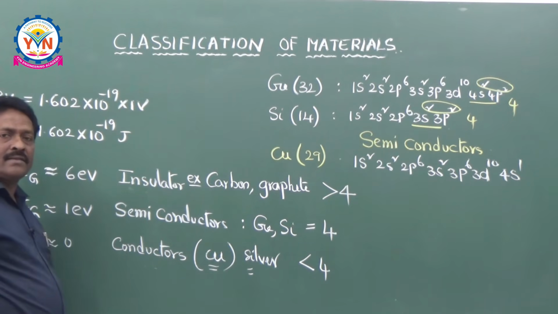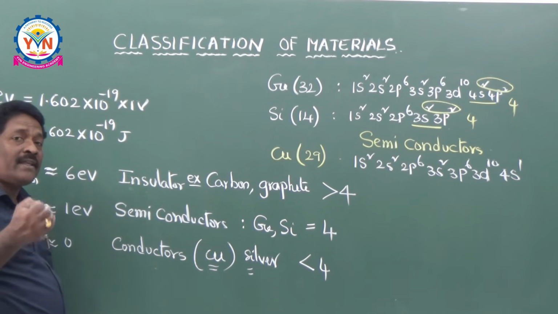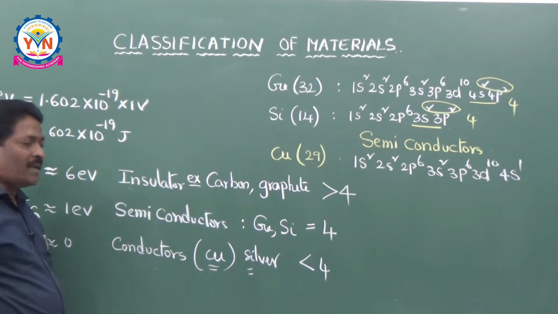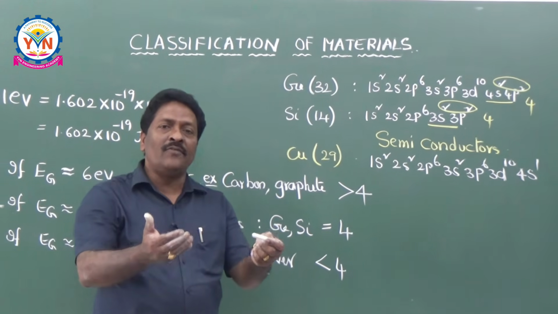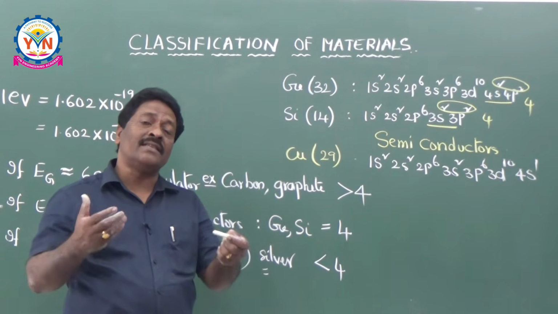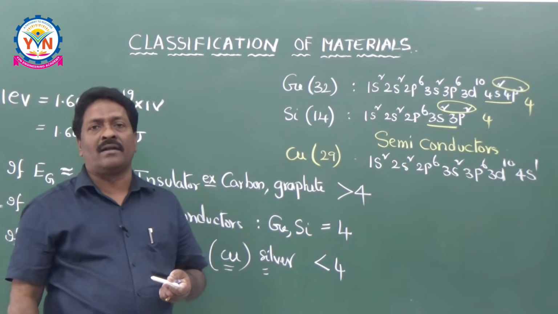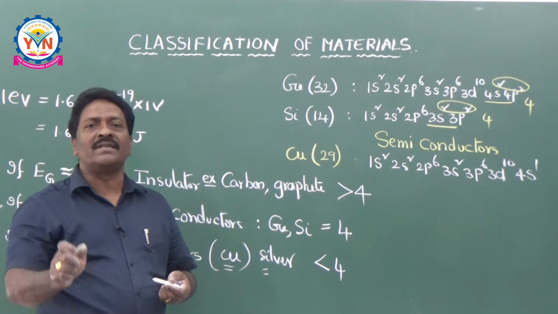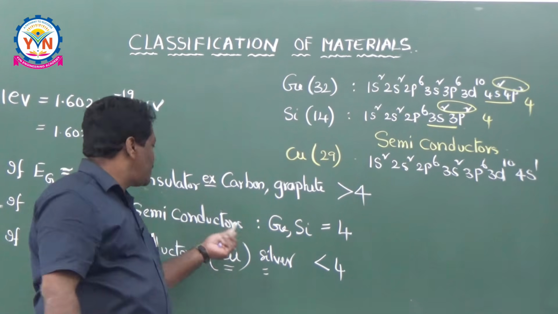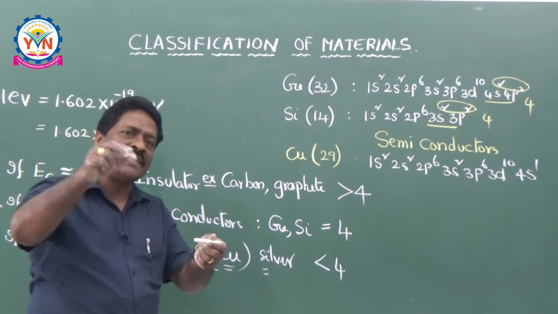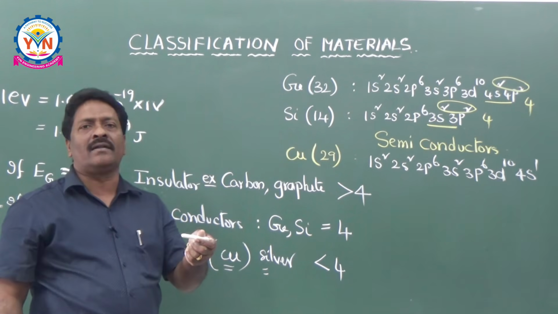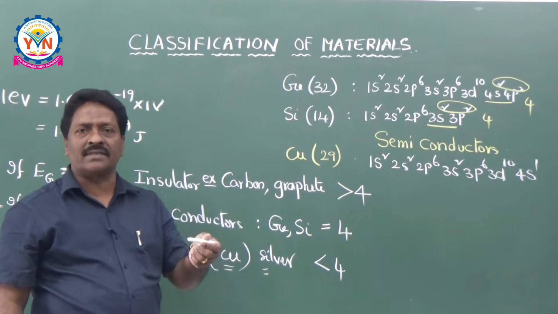And one more thing is the temperature coefficient of resistance. In conductors, if you increase the temperature, the resistance also increases. That is called positive temperature coefficient of resistance. But in semiconductors, if you increase the temperature of the sample, the resistance decreases. It is called negative temperature coefficient of resistance.